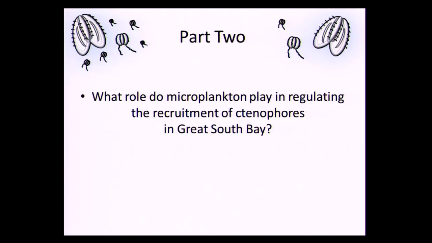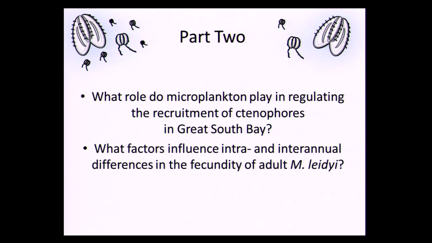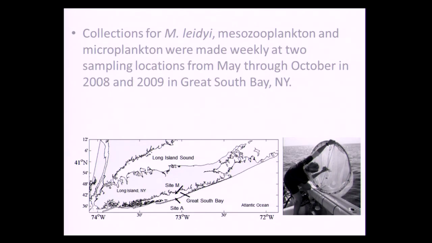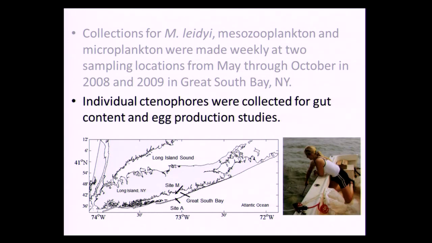So this brought me to an additional chapter in my PhD work, but it asked the next question: what role then do the microplankton play in regulating the recruitment of ctenophores in Great South Bay, right? If they're such an important factor to these population blooms, maybe we should start examining the role of microplankton. And along those same lines, what other factors are influencing the intra- and interannual differences in the fecundity, meaning the egg production, of adult Mnemiopsis? In other words, why do I have such good egg production in June and not July? Why do I have such good egg production in one year and not another? Why do I have a bloom in one year and not another? So all of these are related. And so in addition to those tows that I was taking, I also individually collected ctenophores for gut content analysis.